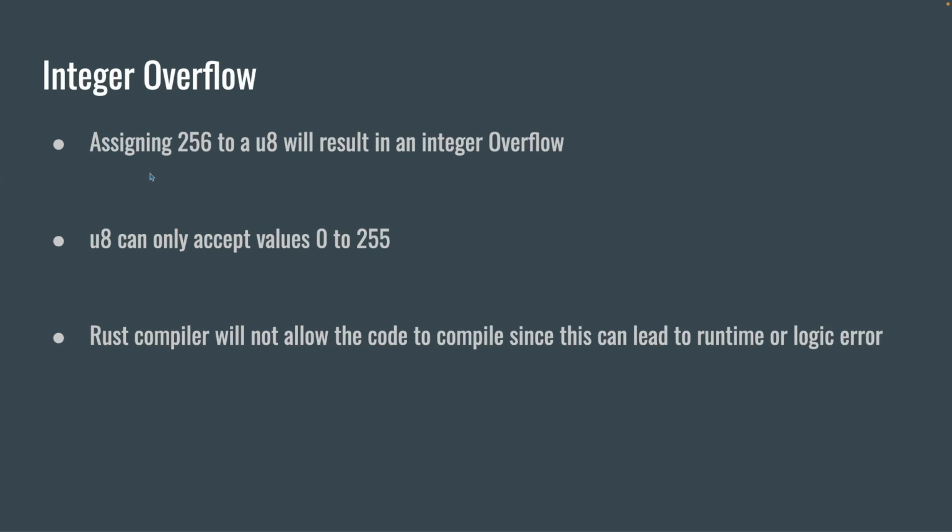Now, integer overflow. For example, if we have a variable of type U8 and we assign 256 to it, this is an error because U8 can only hold 0 to 255. So the compiler will check and will throw an error and will not let us compile the program, since it will lead to runtime errors or logic errors later.